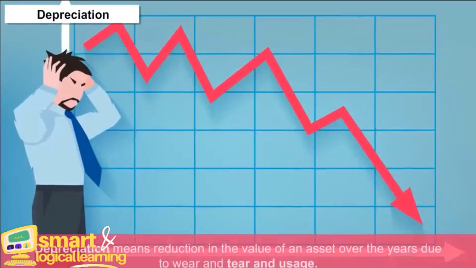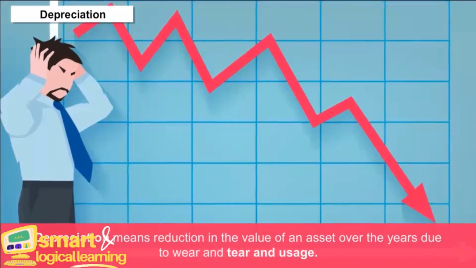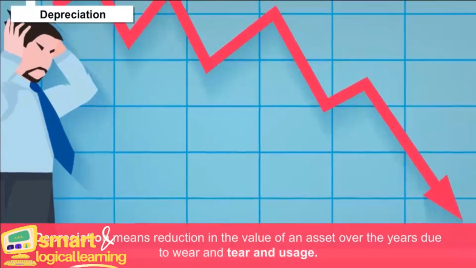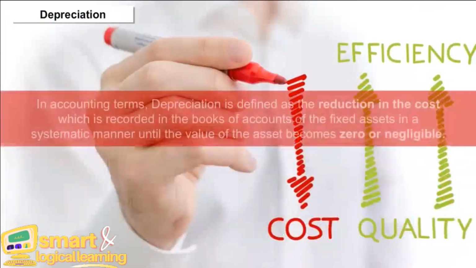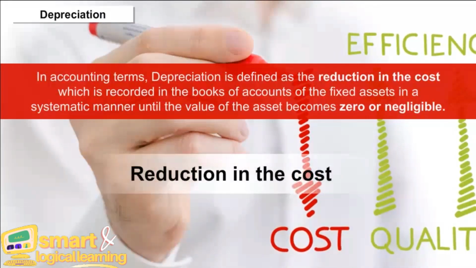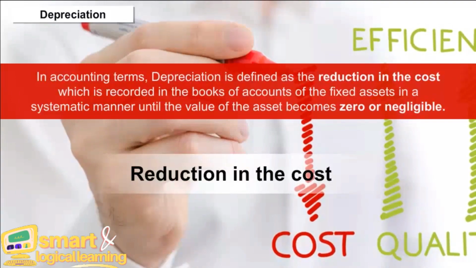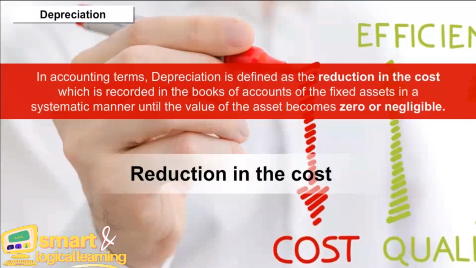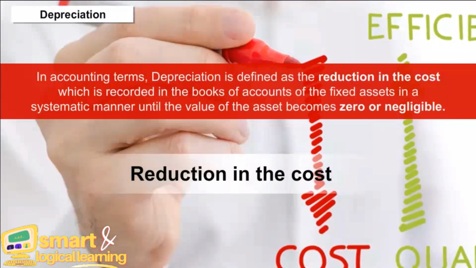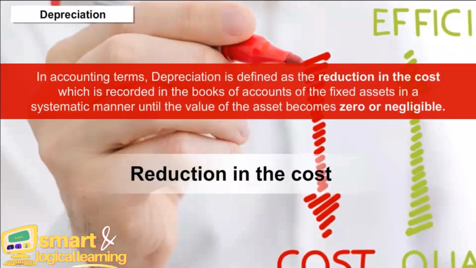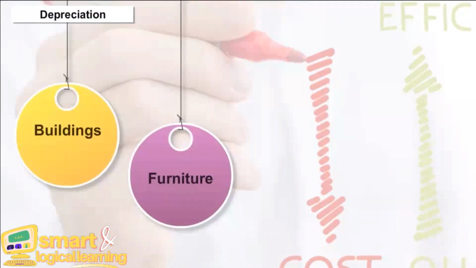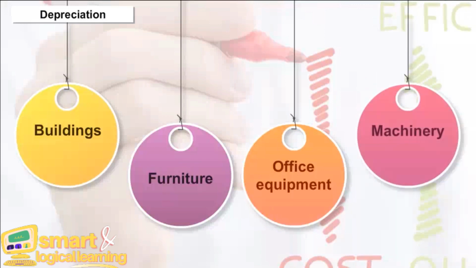Depreciation. Depreciation means reduction in the value of an asset over the years due to wear and tear and usage. In accounting terms, depreciation is defined as the reduction in the cost recorded in the books of accounts of the fixed assets in a systematic manner until the value of the asset becomes zero or negligible. Examples of fixed assets are buildings, furniture, office equipment, machinery, etc.